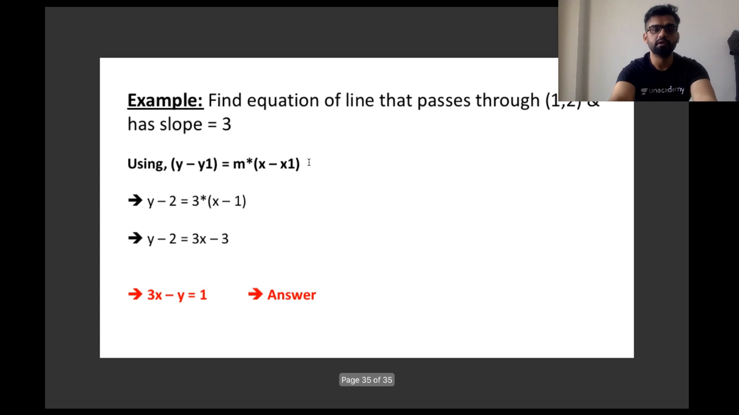ठीक है, so y minus, what is y1 here? 2. So y minus 2 is equal to m, which is 3, multiplied by x minus x1, क्या है? 1. So y minus 2 is equal to 3 into x minus 1. So y minus 2 is equal to 3x minus 3. So y equals 3x minus 1 is my answer.